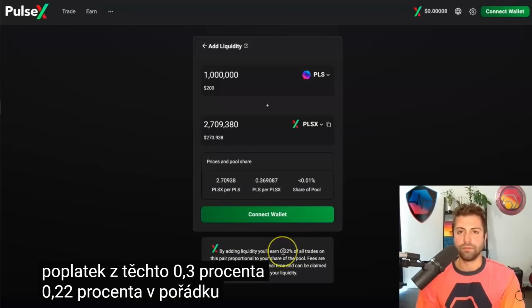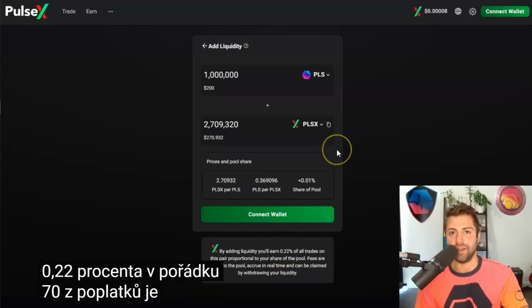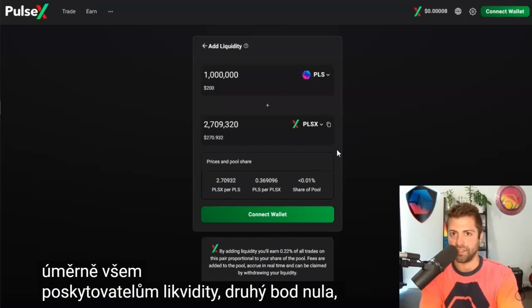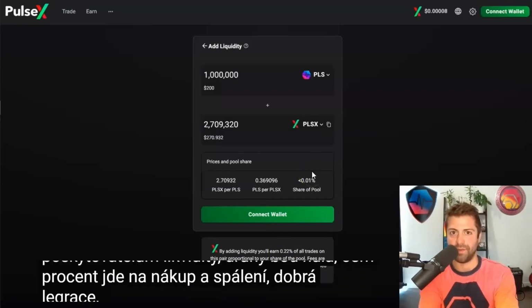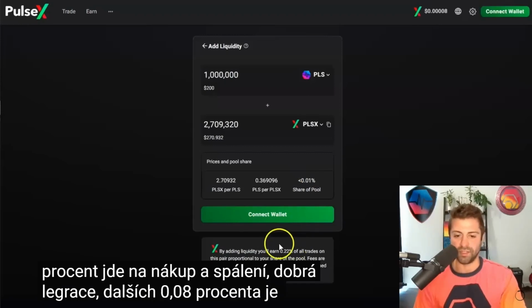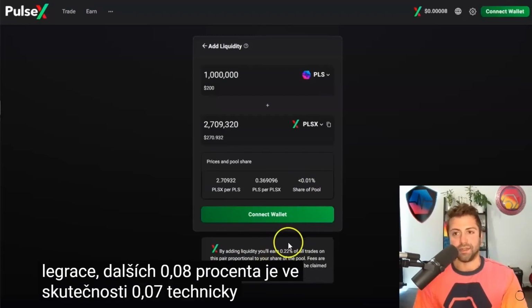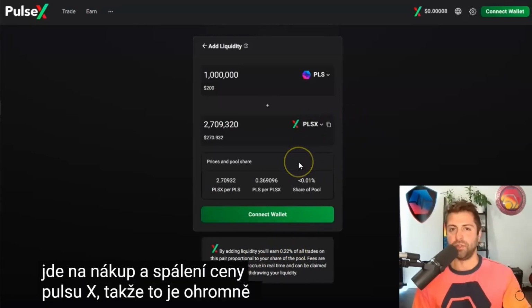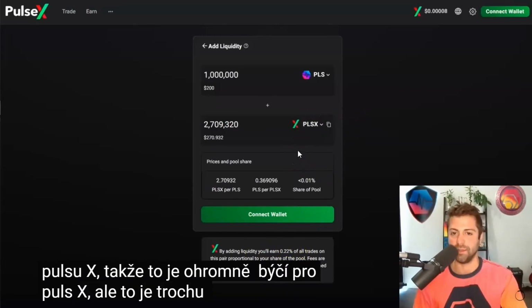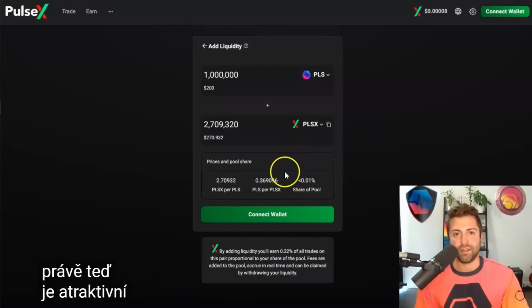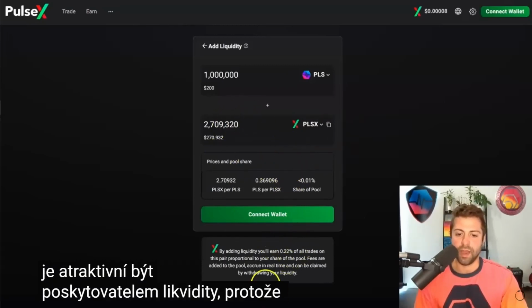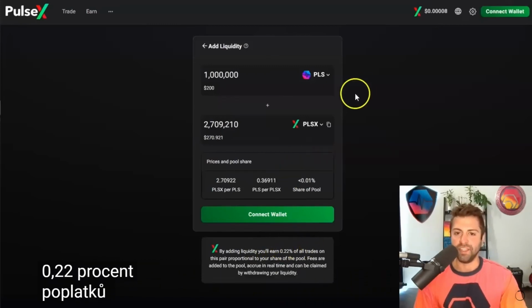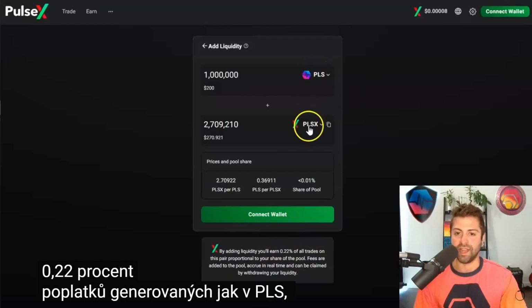And of that 0.3%, 0.22%, okay? So about 70% of the fees is divvied up proportionally to all of the liquidity providers. The other 0.08% goes to the buy and burn, okay? Fun fact, the other 0.08%, or actually 0.07% technically, goes to buying and burning the price of PulseX. So that's hugely bullish for PulseX, but that's kind of beside the point right now. It's attractive to be a liquidity provider because you capture a portion of the 0.22% of fees being generated both in PLS and in PulseX.